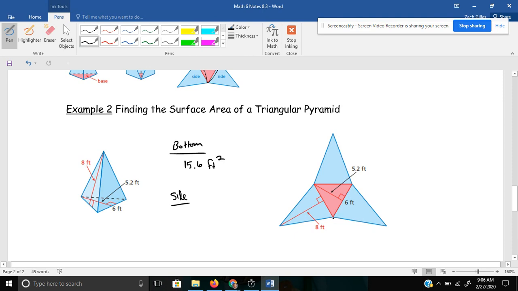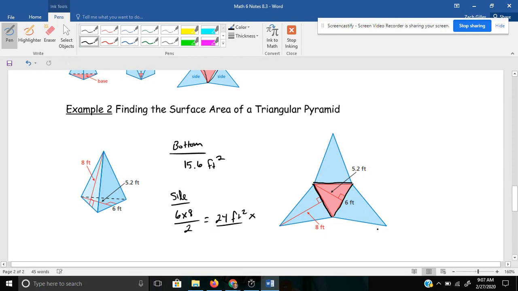And for one side triangle, what is my base here? Well, you can see that it's the same on every side. All sides are the same. So if this base was 6, then this base is 6. So it would be 6 times my height, which is 8, divided by 2. 6 times 8 is 48. 48 divided by 2 would give me 24 feet squared. And that's for one side.